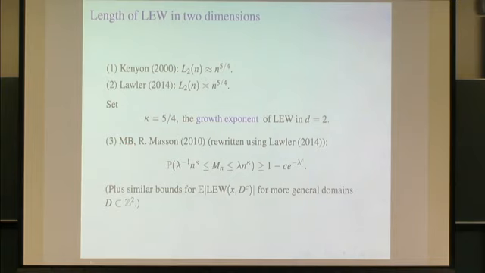Working with a student of Greg Lawler's, Robert Masson, in 2010, we proved furthermore that we have tightness of M_n over n^kappa. So the probability that it does not lie between constants times n^kappa is dominated by a stretched exponential involving lambda. And we actually got bounds not just for the loop-erased random walk in a ball, but for some general domains D in Z^2.